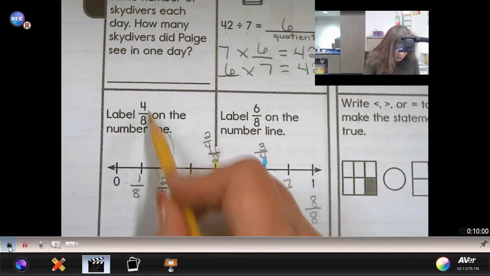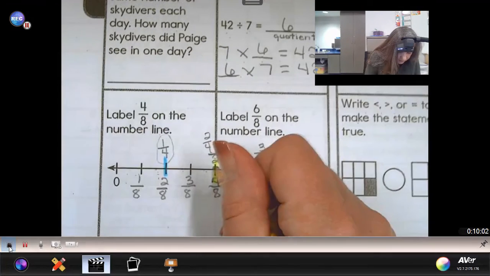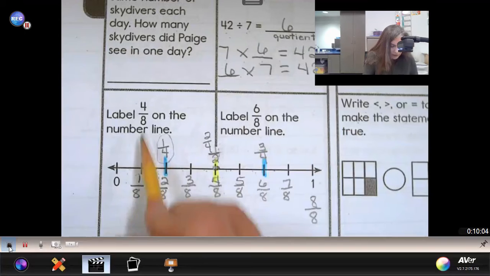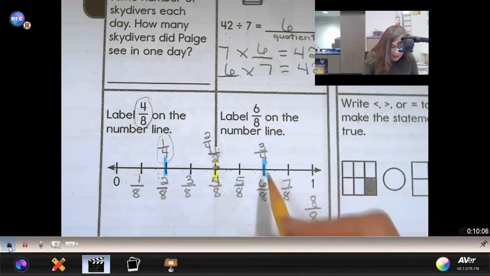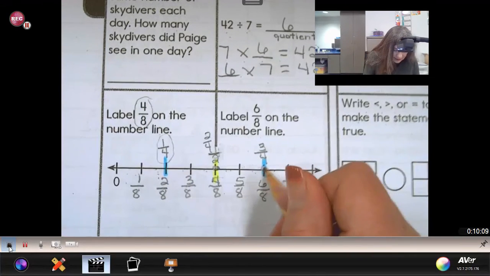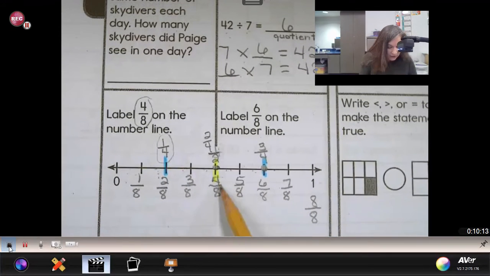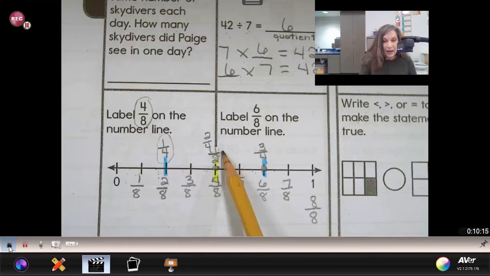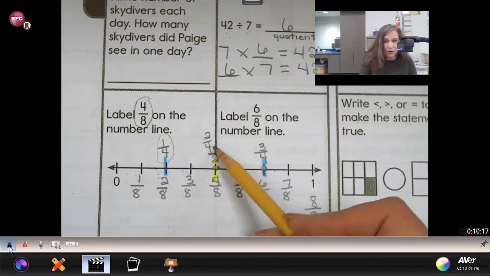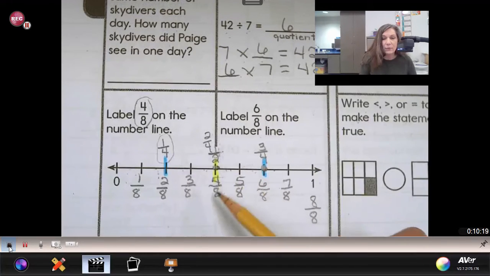So where is 4/8? Which is right there. We can place a point for 4/8. And we can place a point for 6/8. And we can see that 4/8 is equivalent to half, and it's also equivalent to 2/4, because when we took those fourths and broke them up into halves again, then we created eighths. And then we took those fourths and created eighths.